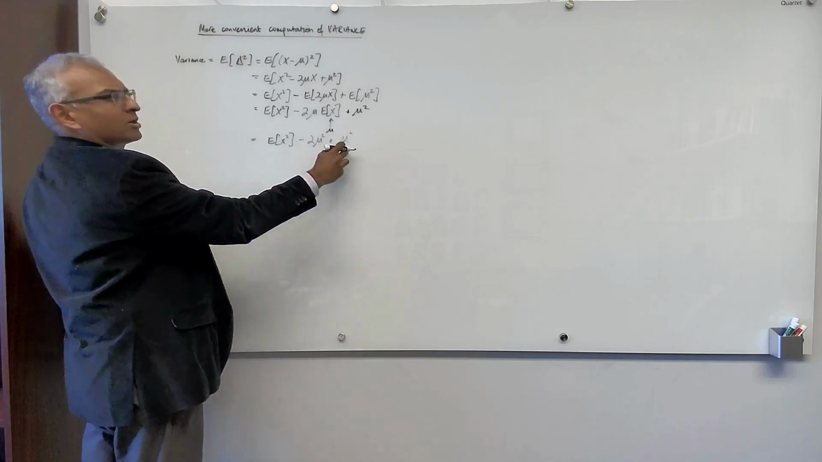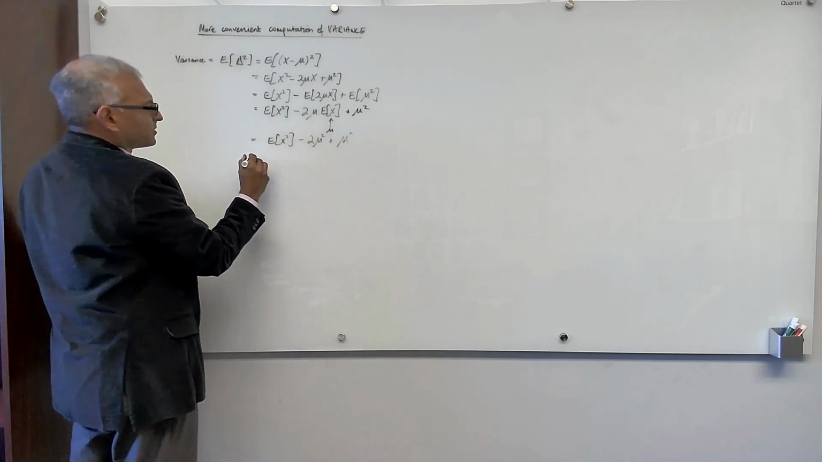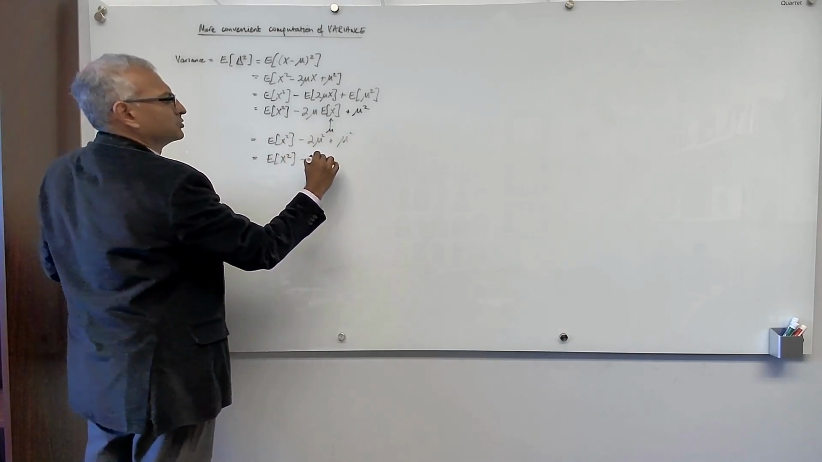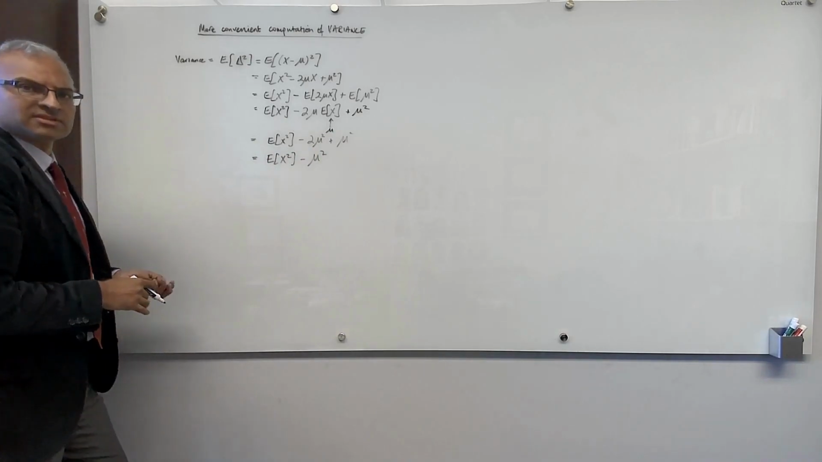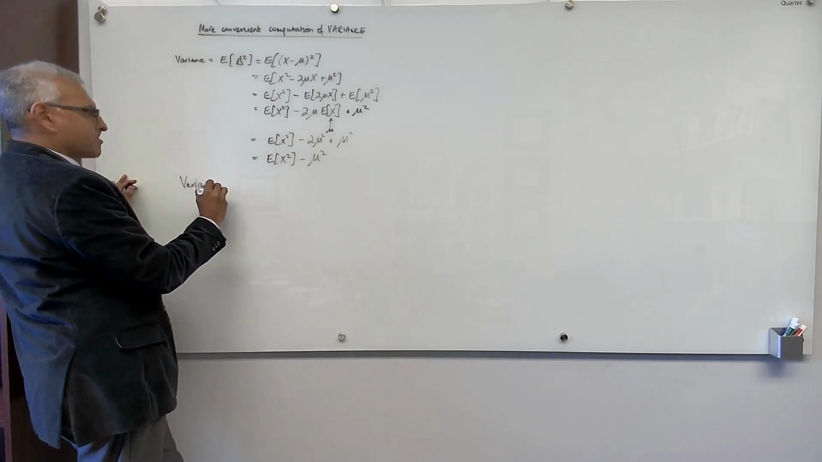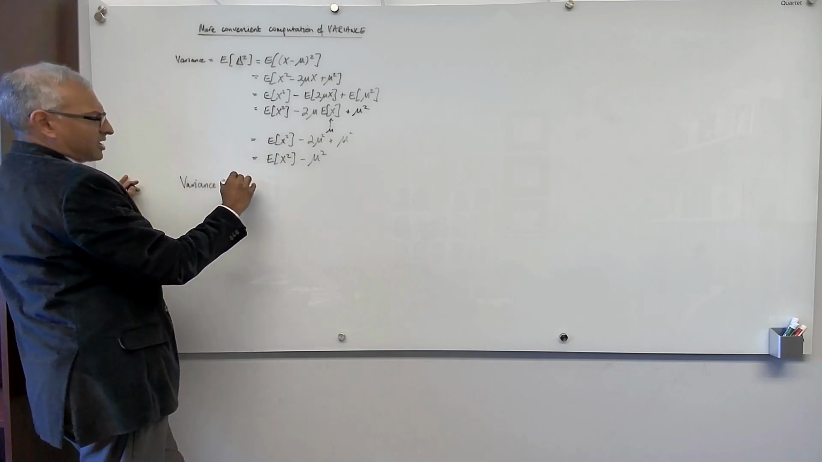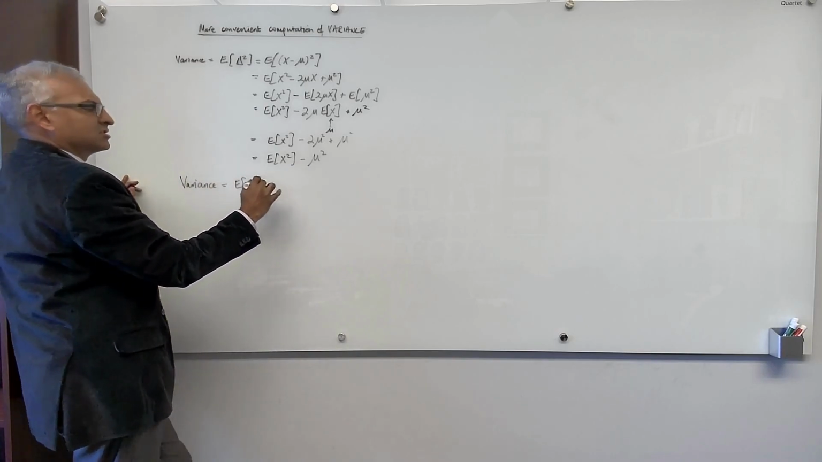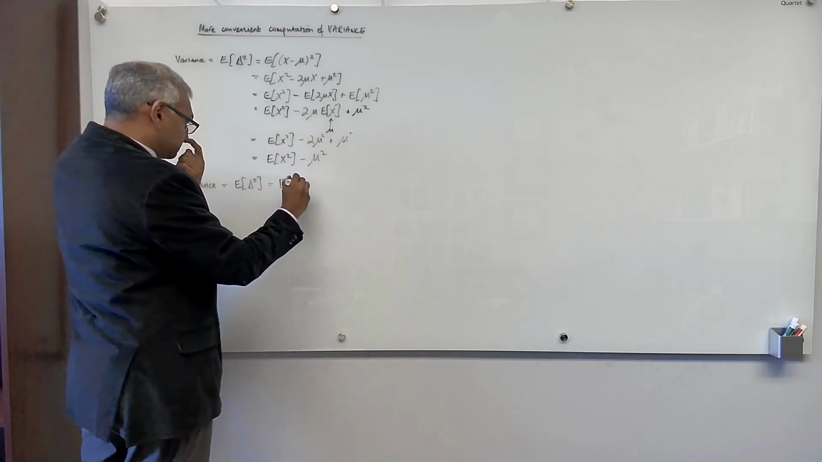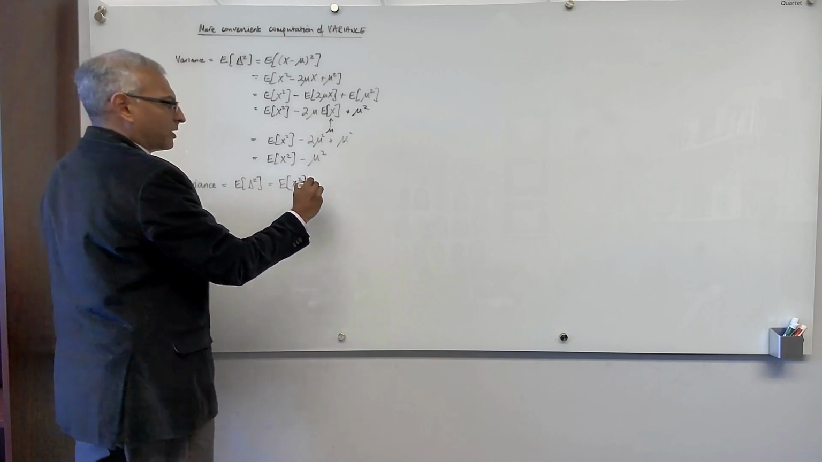So minus 2 mu squared plus mu squared is just minus mu squared. So this is equal to the expected value of x squared minus mu squared. Okay? And so let's summarize this in a box. So the variance, which is the expected value of the squared deviations, is equal to the expected value of the random variable squared minus its mean squared.